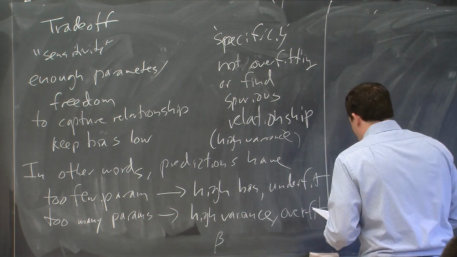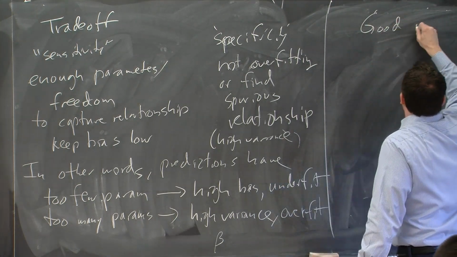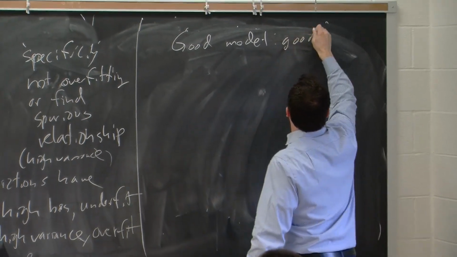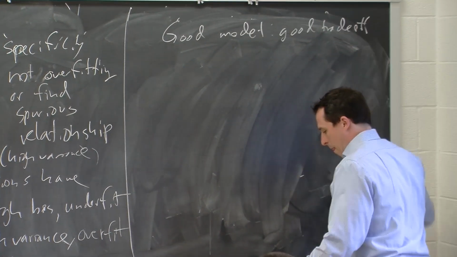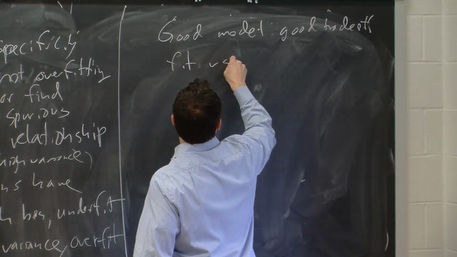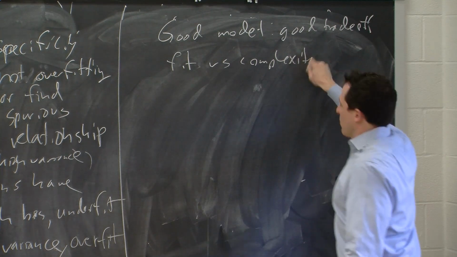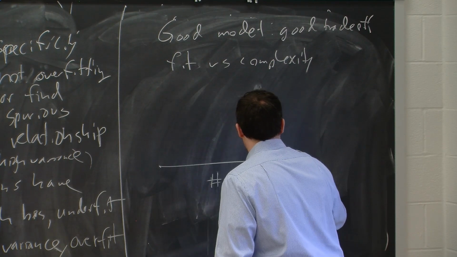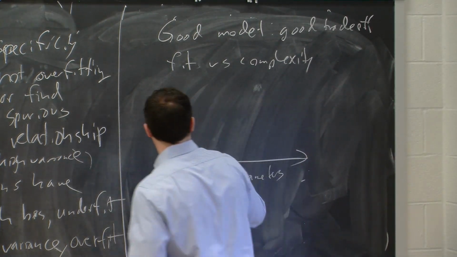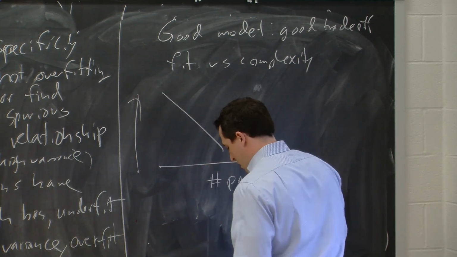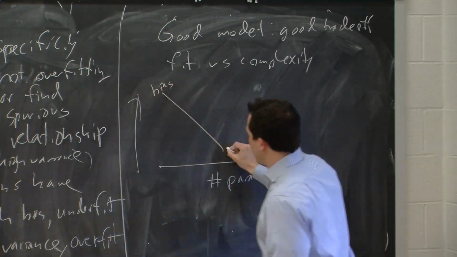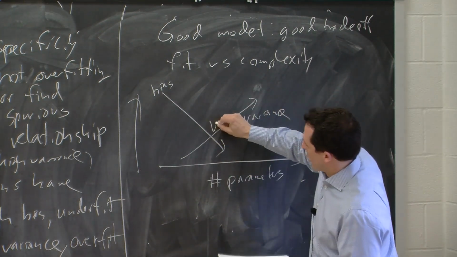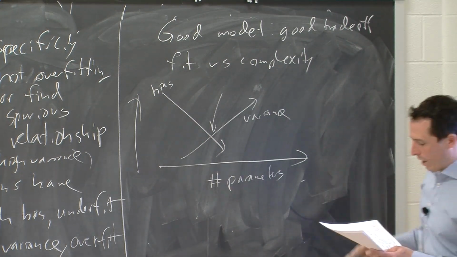Okay, so the idea of a good model picks a happy medium between these. It's a good trade-off of fit versus complexity. A picture in your mind is something like number of parameters and bias, maybe you have two axes here. Bias is going down, variance is going up, and you want to be here. Right? You want to have some sort of happy trade-off between the two.